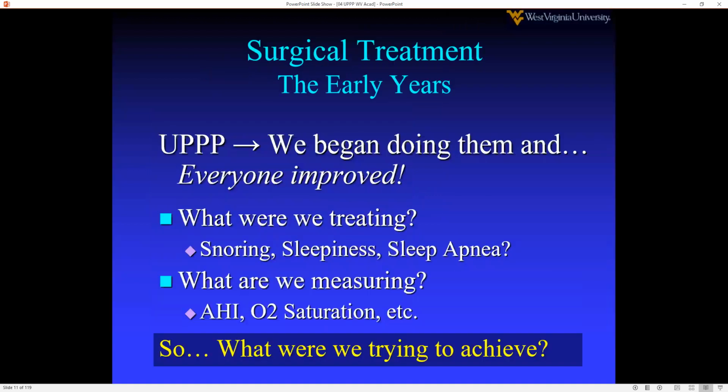So we started doing UPPP on everybody with obstructive sleep apnea. And it seemed like everybody improved. Snoring got better, sleepiness got better, sleep apnea got better. But what were we really treating and what were we measuring? Early on, they were looking at the apnea index alone, and then the apnea-hypopnea index came into vogue. We looked at saturation, which I guess is still under investigation, with the desaturation index. And what were we trying to achieve with this operation?